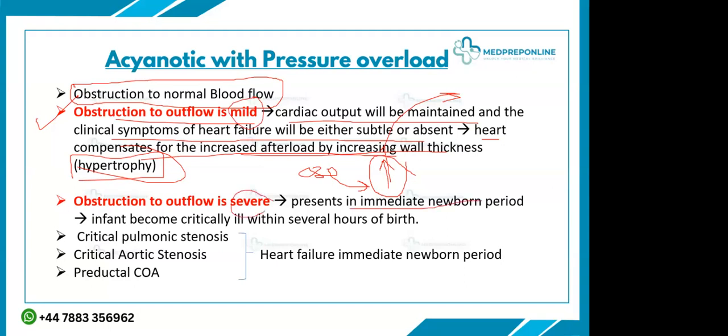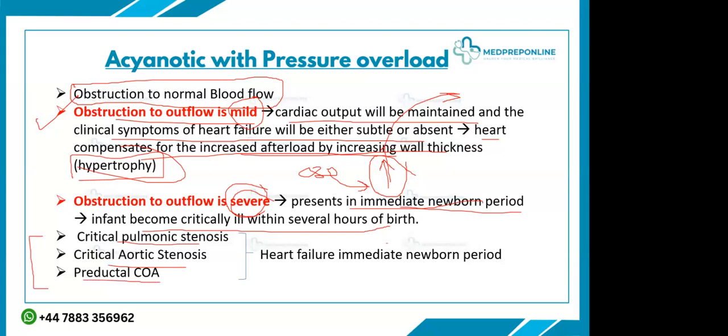Obviously, that is going to present in the immediate newborn period, because there will be severe obstruction to the outflow tract, either aortic or pulmonary, and it will lead to symptoms accordingly. The infant becomes critically ill within several hours of birth. So whenever there is severe outflow obstruction to the ventricular outflow tracts, it is going to present in the immediate newborn period, and the babies will be critically sick. And what are these three conditions? These are critical pulmonary stenosis, critical aortic stenosis, and preductal coarctation of aorta.